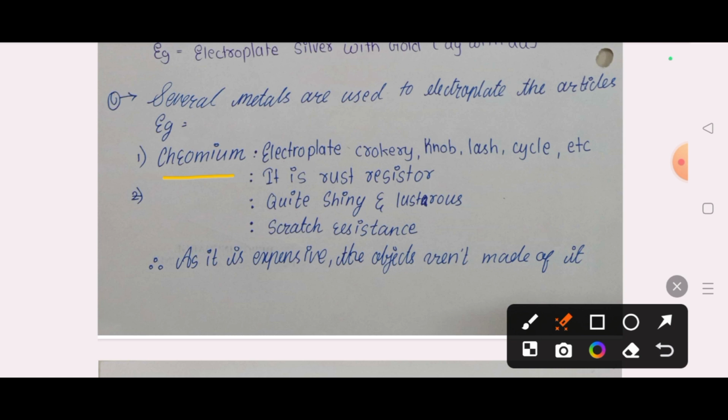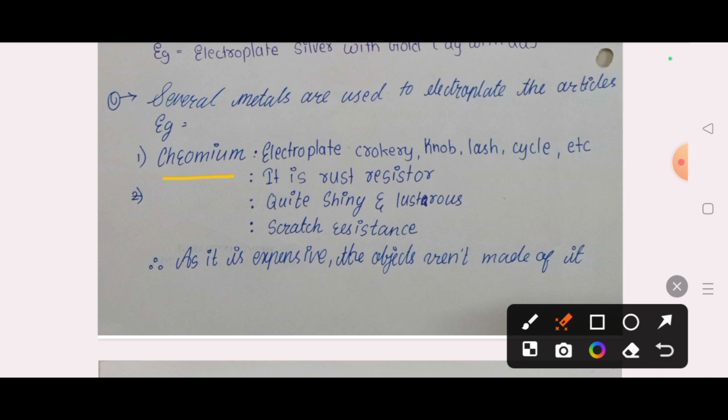It does not get scratches, does not get rust easily. It is rusted but not easily. It may take several years. Several means so many years. Okay, this is chromium. It is used to electroplate crockery, knobs, glass, cycles.